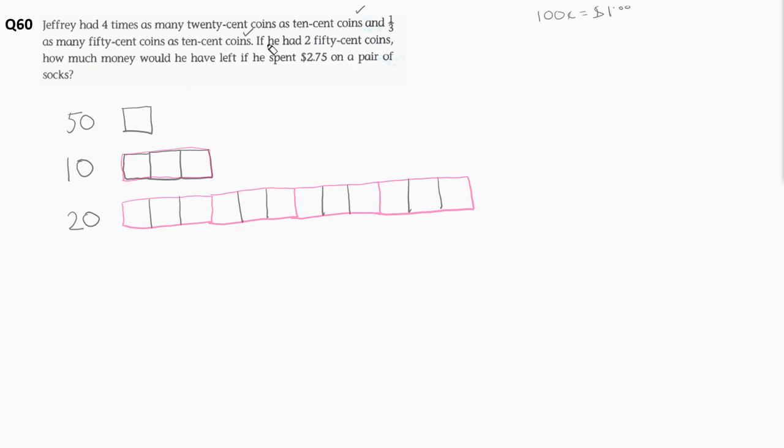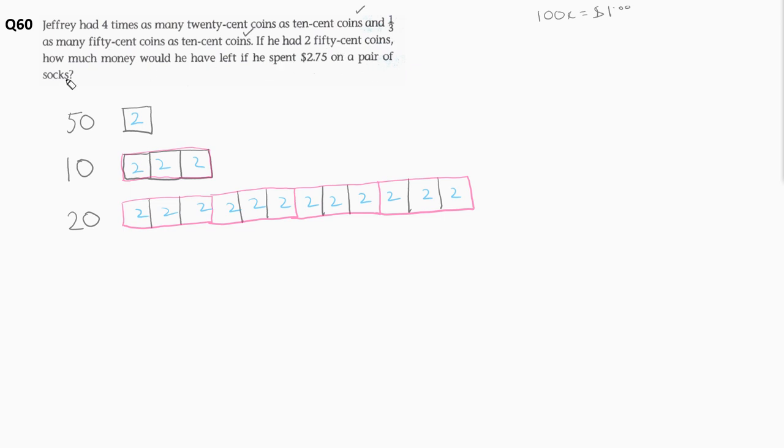Now, what are we told? If he had two 50-cent coins, okay, right, that is giving us a value. This is our 50-cent coins, and we're told that this represents 2. This represents the number of coins. There's 2 coins here. There's 2 coins here. There's 2, all of these parts, which are all equal, because that's how we drew it. They all represent 2 coins.